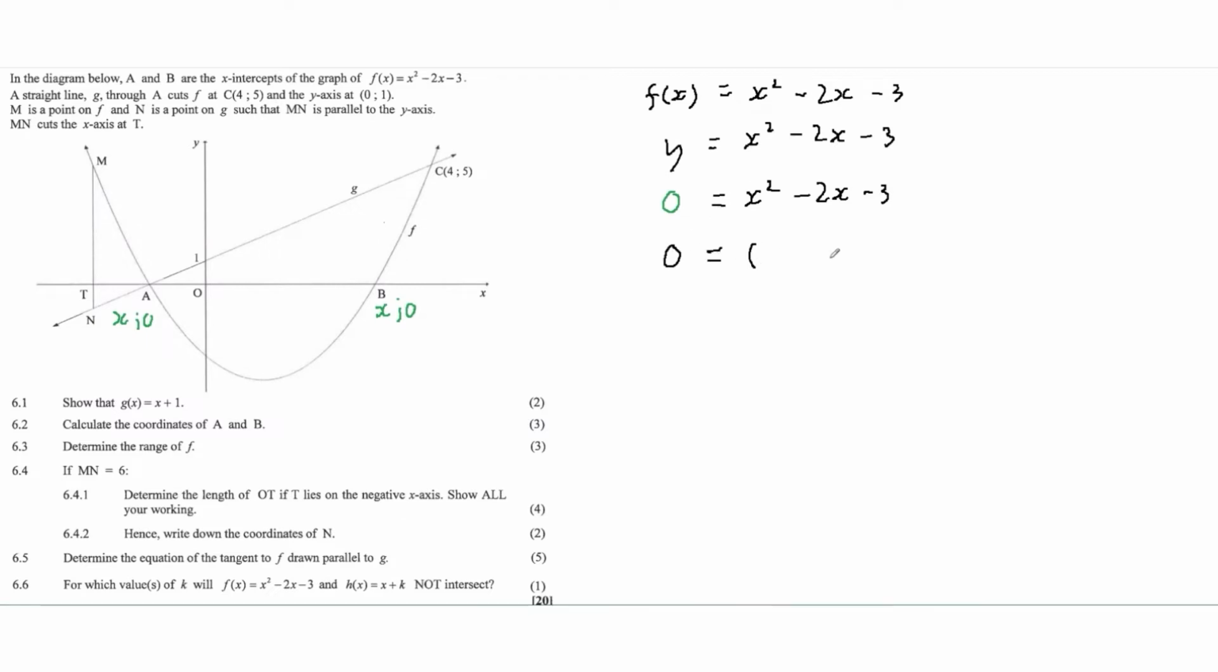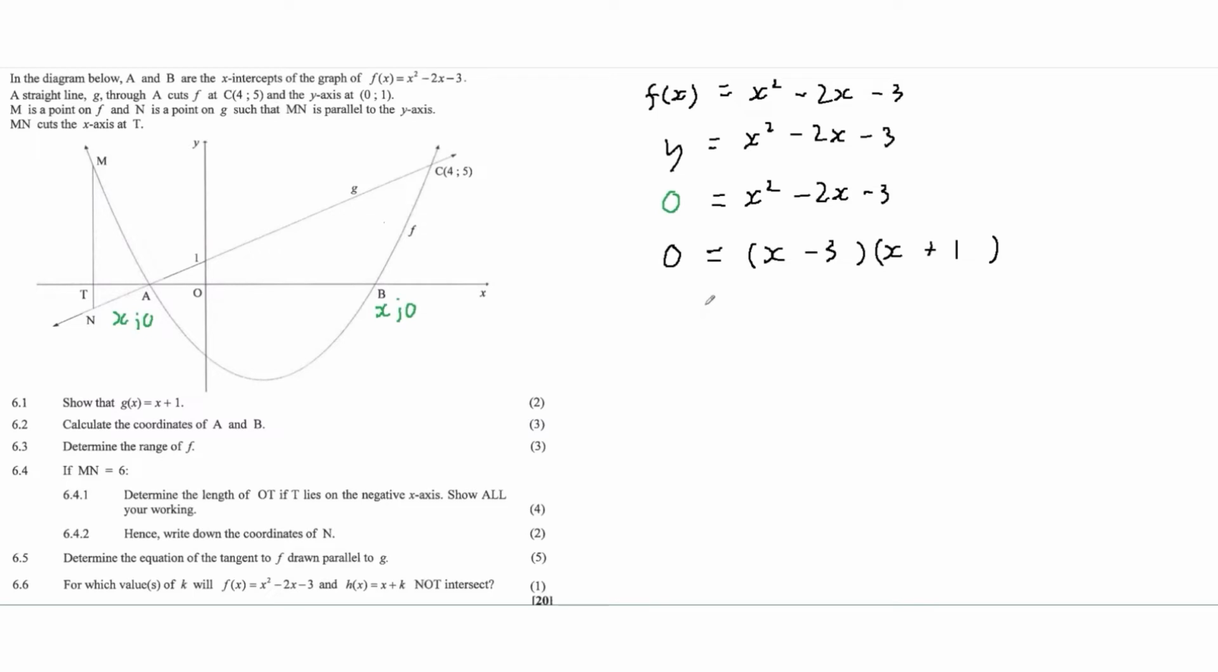So we're going to have two brackets. The first term in each bracket is going to be x. And then we want to look at the factors of our last term here, that if we add them together will give us our middle term. So that is going to be -3 and +1. And there, if you check it, -3 times 1 gives us -3. -3 plus 1 gives us our middle term of -2.